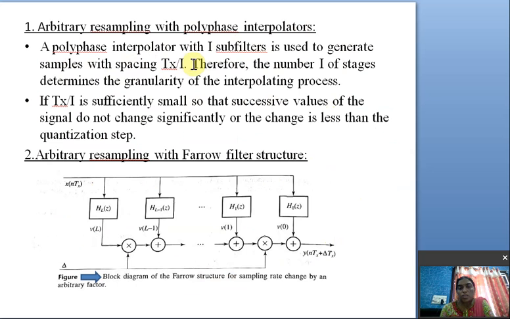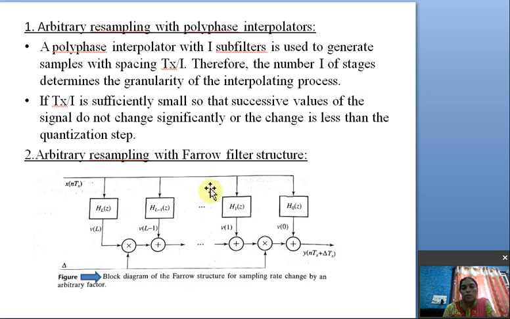A polyphase interpolator with I subfilters is used to generate samples with a spacing Tx by I. Therefore the number I of stages determines the granularity of the interpolating process. If Tx by I is sufficiently small, the successive values of the signal do not change significantly, or the change is less than the quantization step. Now, arbitrary resampling with the Farrow filter structure.